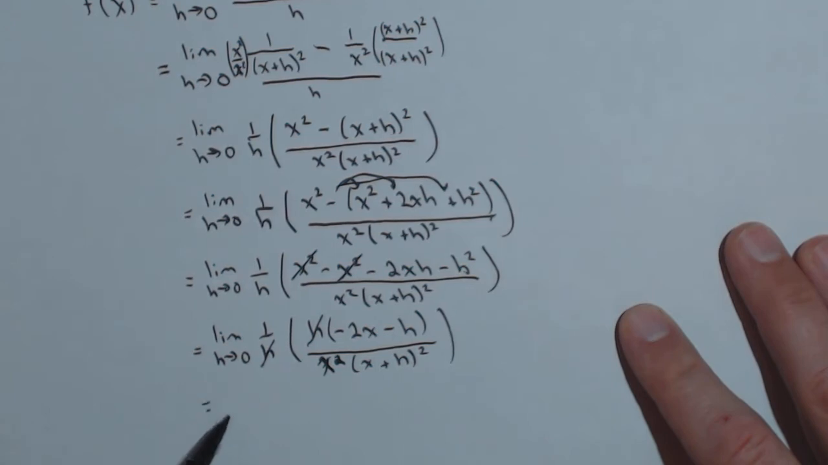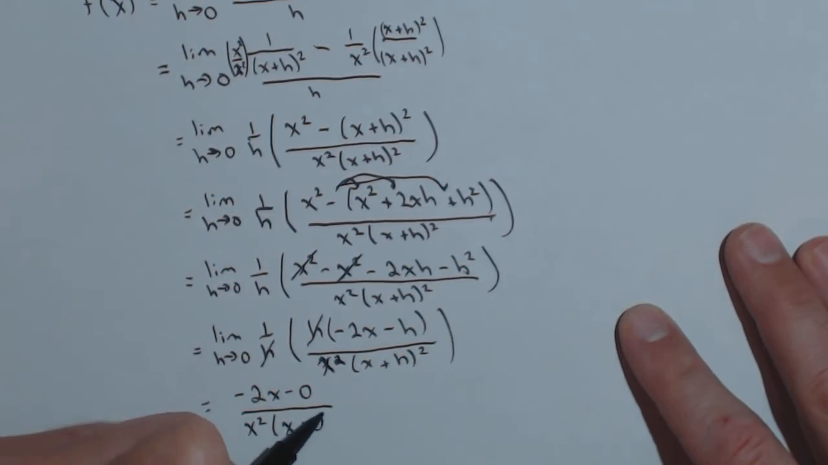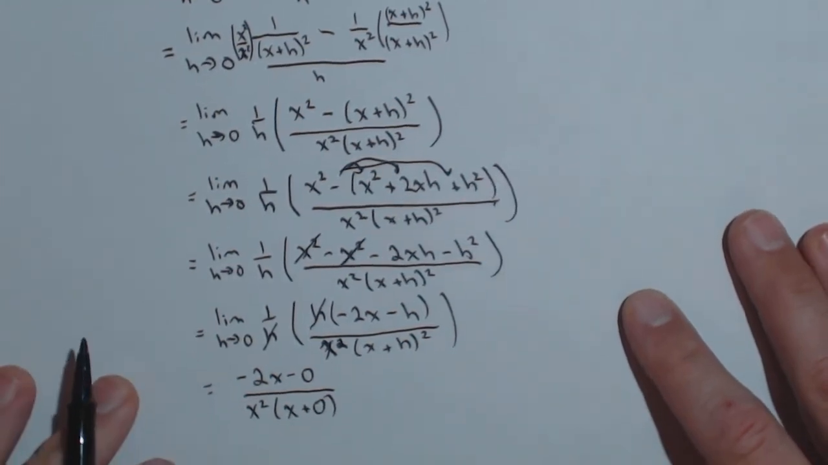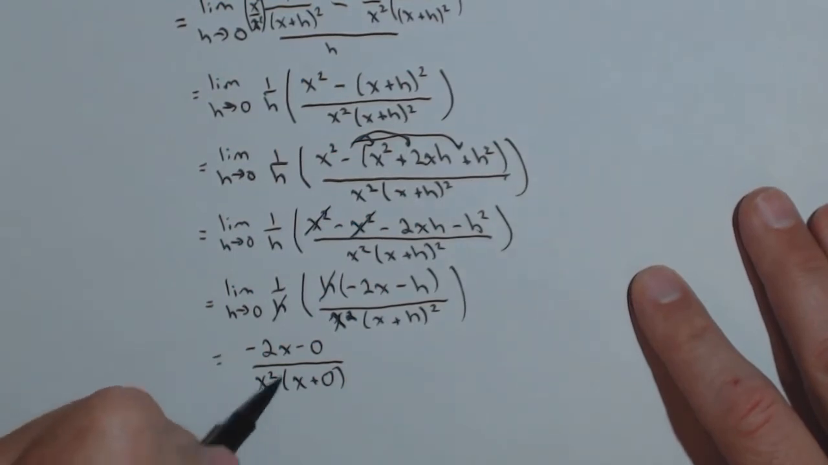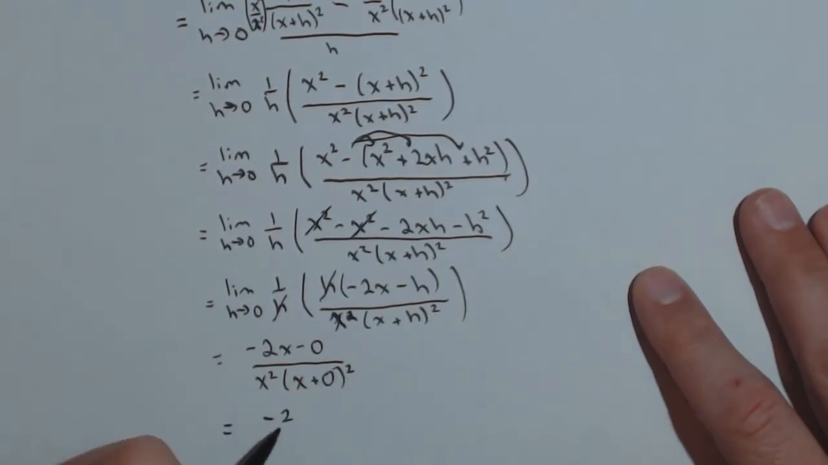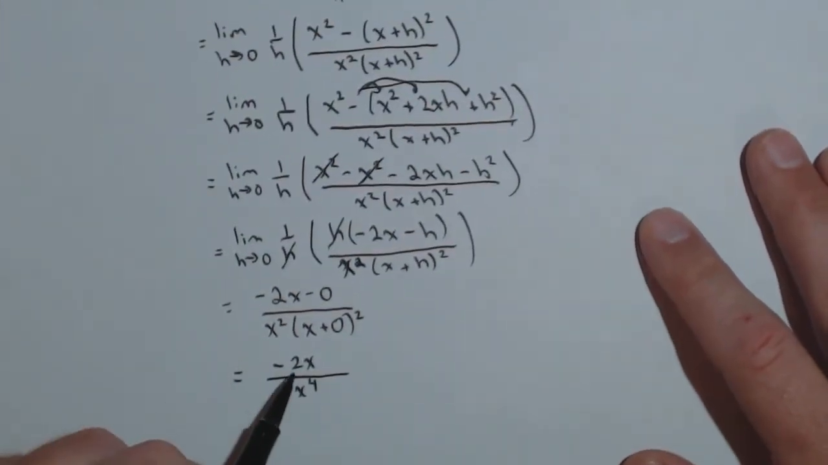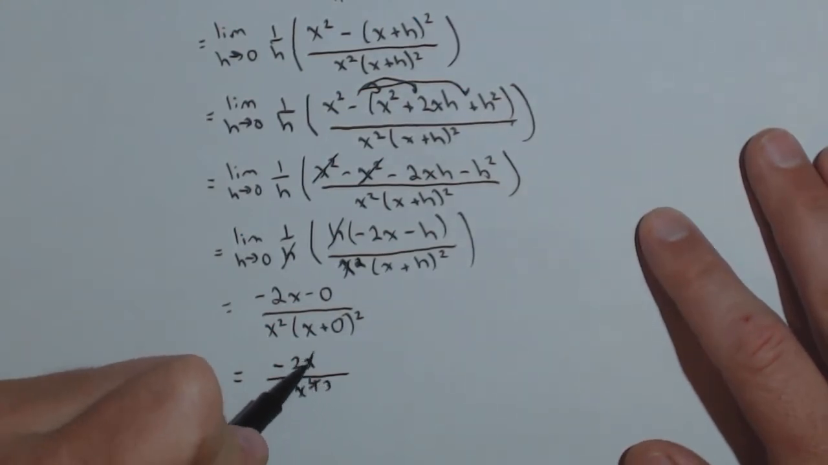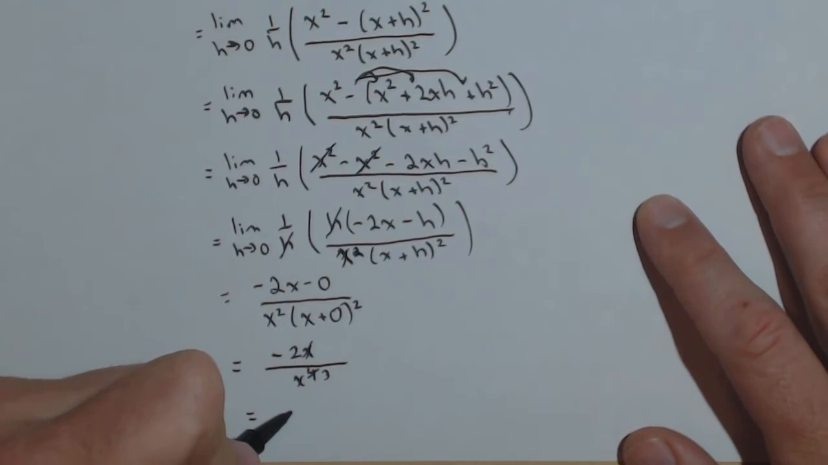I can now take the limit as h goes to 0, which means I'm going to have on top negative 2x minus 0, and in the denominator, x squared times x plus 0. Notice I'm no longer writing that limit as h goes to 0. Our last step, let's clean this up a little bit. We end up with negative 2x, that should be the quantity squared, that square right there, minus 2x over x squared times x squared, which is x to the 4th, which we can actually simplify one of the x's here with this one, and we get a derivative of minus 2 over x cubed.